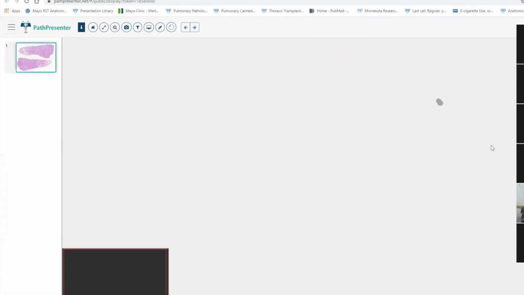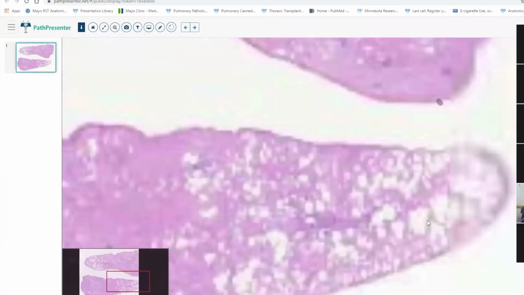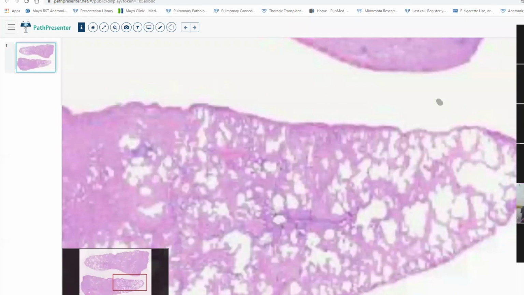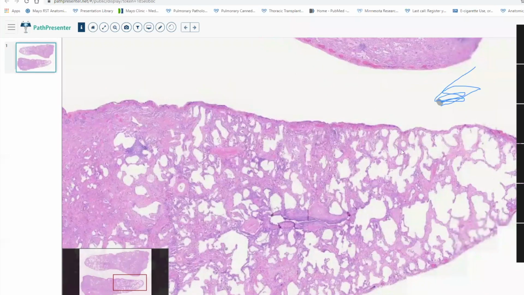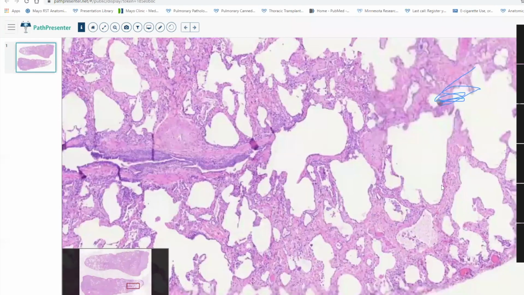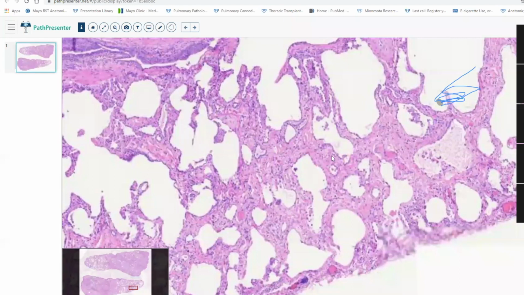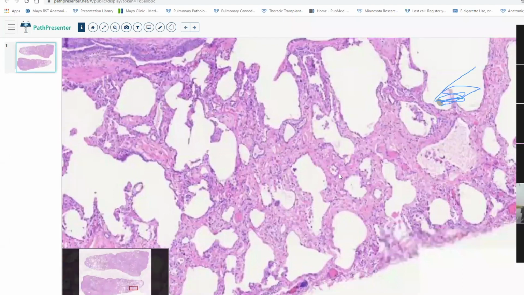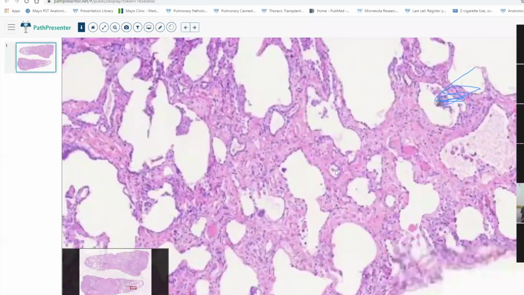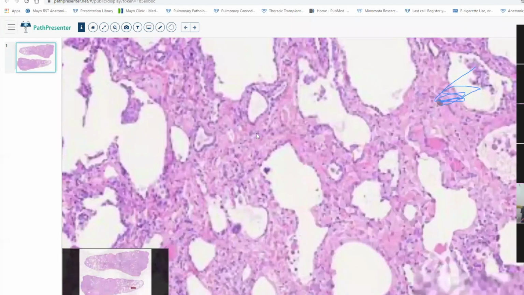Sorry, I'm just refreshing it. This case here is just a bit out of focus. There we go. Okay, so we have a relatively uniform process where here's our interalveolar septa. We can see that it's thickened, but it looks quite uniform as we go throughout it, and it's thickened by this more fibrotic process. Sorry, it's just having a little bit of trouble loading the slide here.